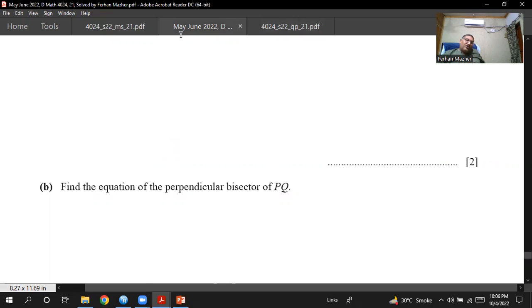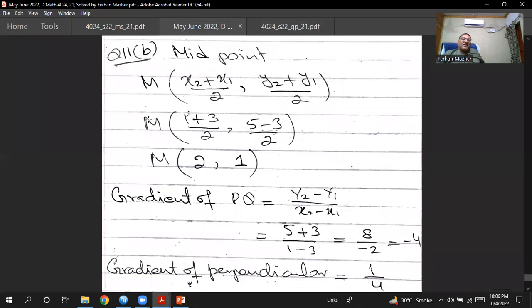So we have three steps of calculation. First of all, I will find out the midpoint. The formula for the midpoint of P and Q will be x2 plus x1 divided by 2, comma, y2 plus y1 divided by 2. So it will be 1 plus 3 divided by 2, that will be 2. 5 minus 3 divided by 2, that will be 1. So the midpoint of the PQ is 2 comma 1.